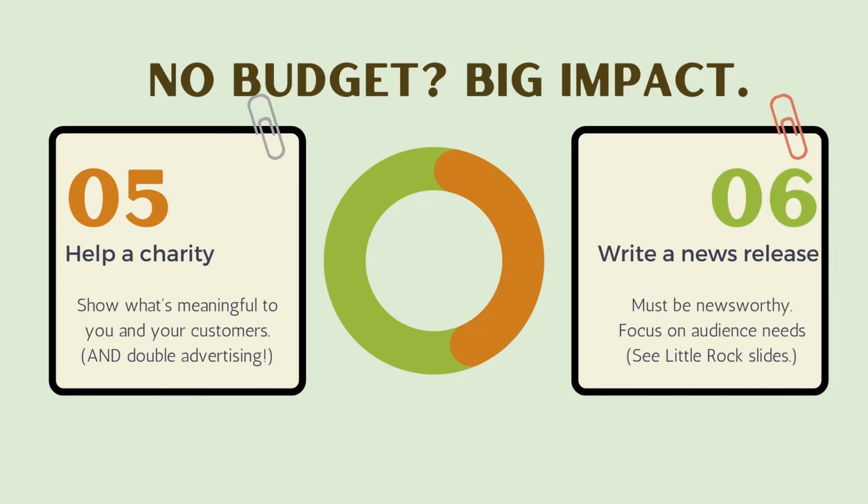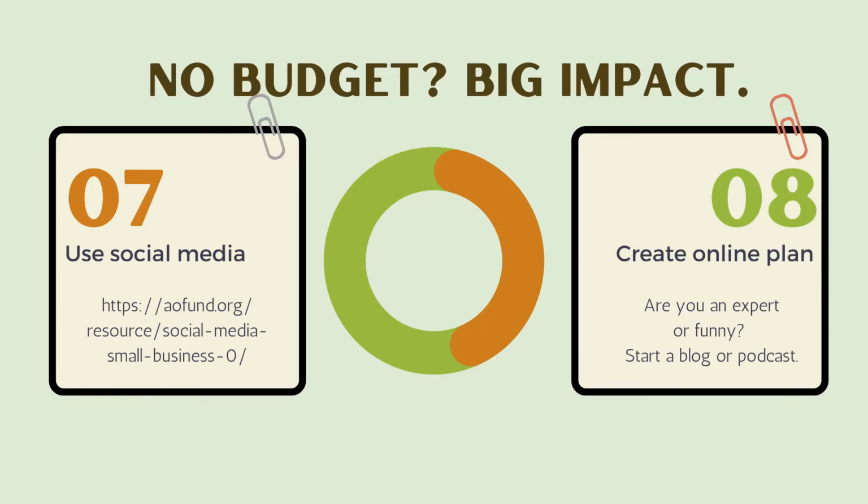Number 6, write a news release. Yeah, this is the same thing as a press release. And remember, whatever you're telling people must be newsworthy, and it needs to focus on their needs, not your needs. And like I said before, I did a presentation on press release writing in Little Rock, and it's available on the Onabin Facebook page. Another great way to have a big impact with no budget is to use social media effectively. This website at aofund.org has such great tips. Please visit because you're going to learn a lot about social media posting.